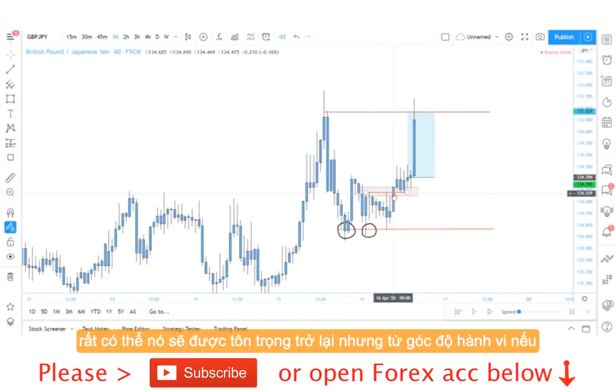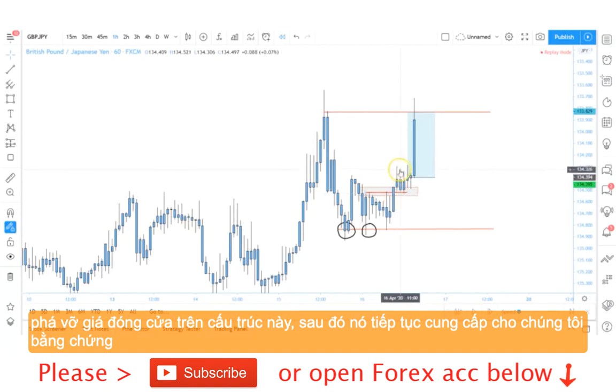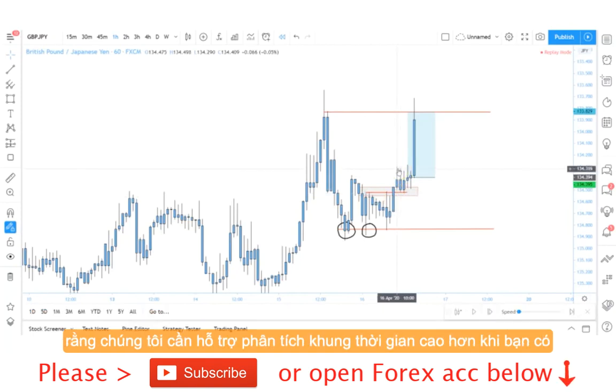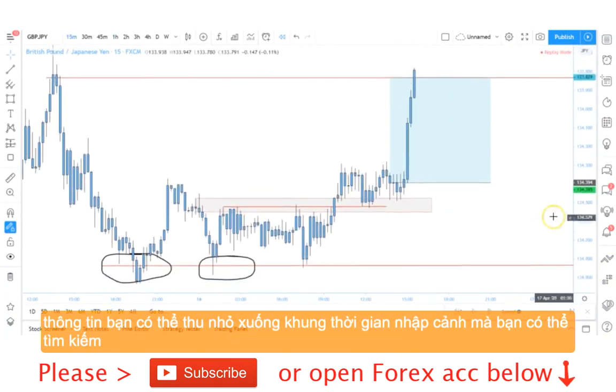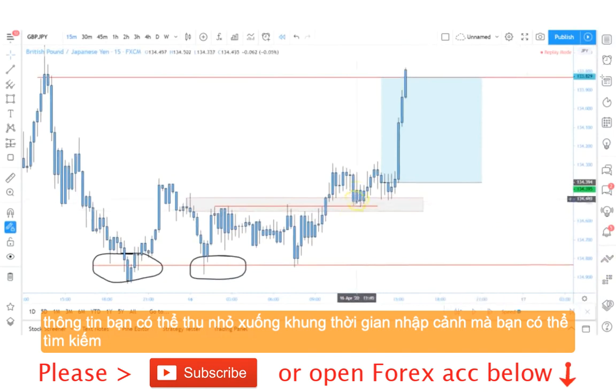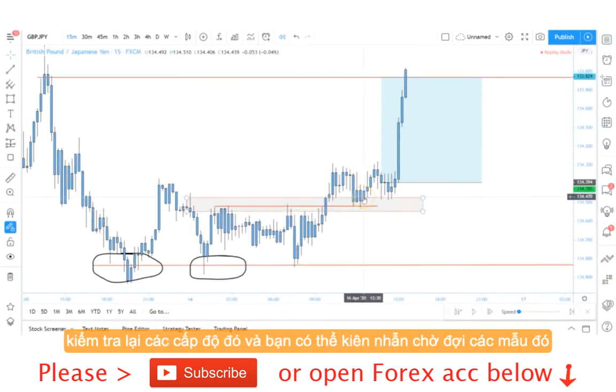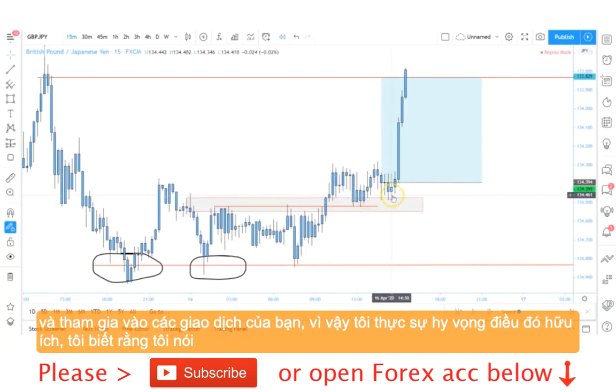But from a behavioral perspective, if price breaks and closes above this structure, then it's continuing to give us evidence that we need to support the higher time frame analysis. Once you have that information, you can then scale down to your entry time frame. You can look for those retests at those levels, and you can wait patiently for those patterns and jump into your trades. So I really hope that was useful.